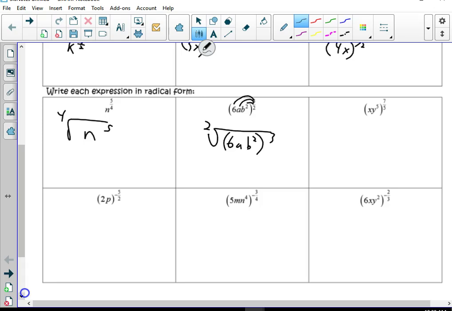Okay, so here, again, our trick, we just write the radical. We write the x, y to the 5th in parentheses. And then we just put the numerator here and the denominator here, and we're done.